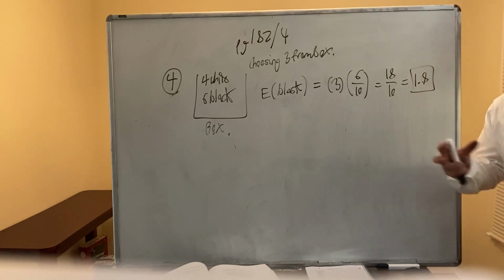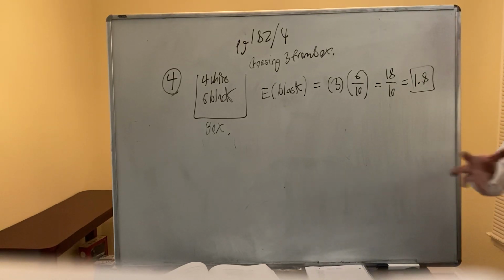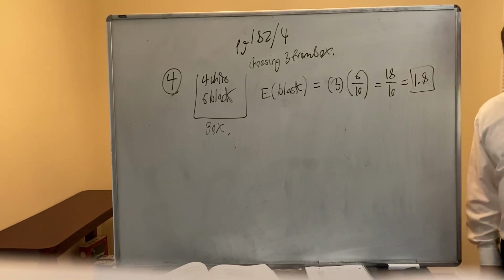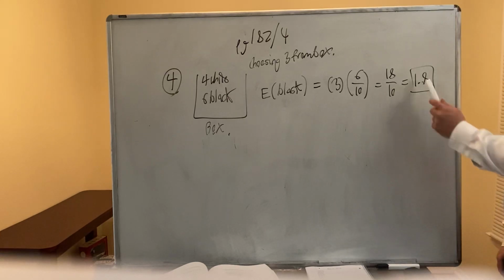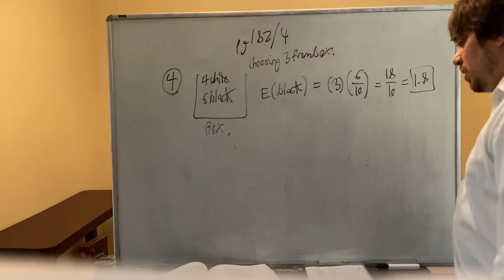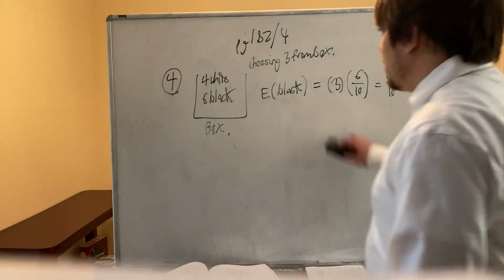I mean, not rounding, you're taking the average. And so the average of the number of blacks you choose with a lot of experiments repeated is 1.8. Okay, so that's page 182, number 4. Next problem.